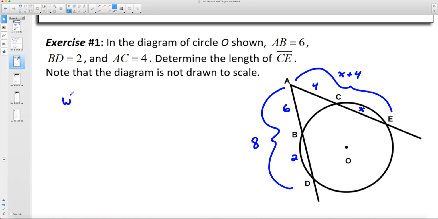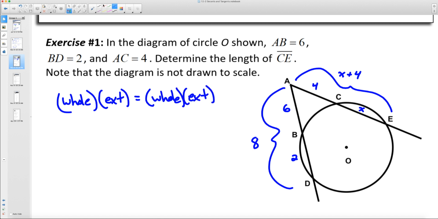Okay, so remember, it's the whole secant times the external portion of it equals the whole secant times the external or the outside portion. So our whole secant here is 8, and the external portion is 6. AB is the external portion. On the other side, the whole secant is x plus 4. This whole thing is x plus 4. And then the external portion is 4.